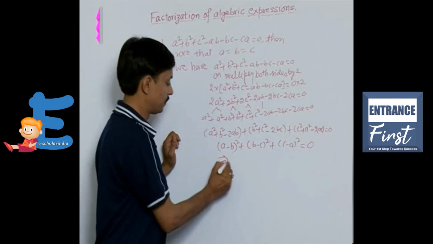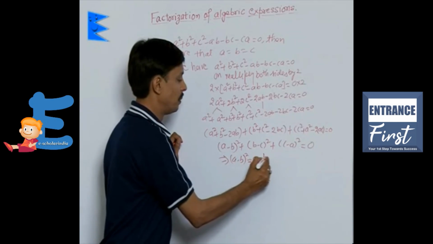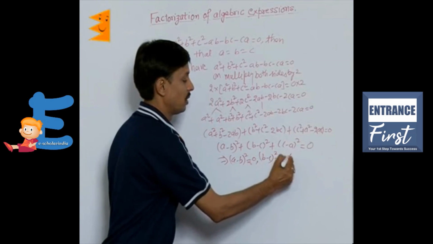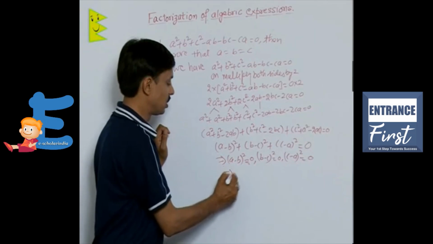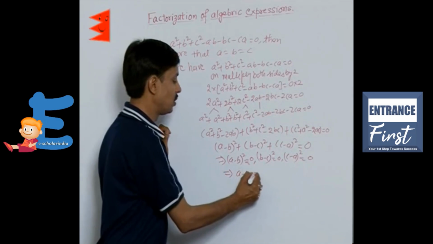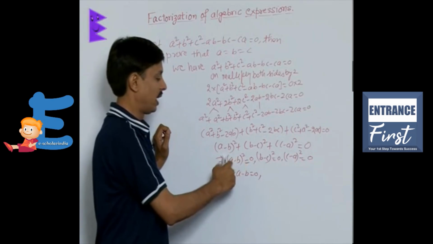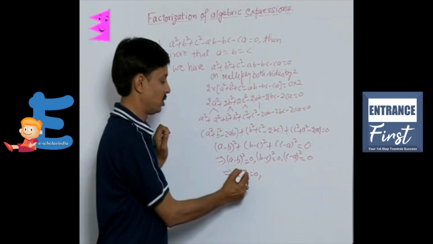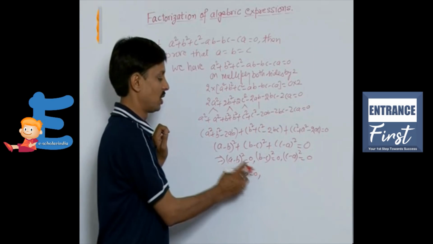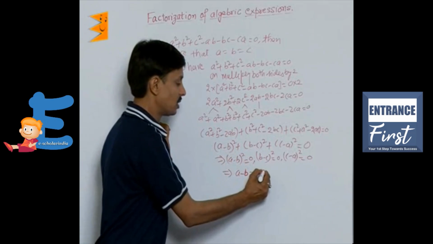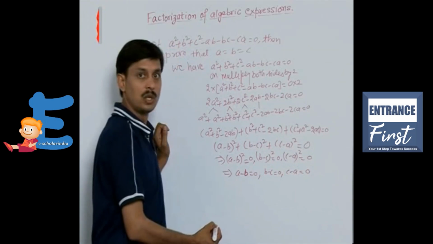So this implies a minus b whole square is 0, b minus c whole square is 0, c minus a whole square is 0. By this, we can say a minus b is equal to 0, because a whole square is 0 only and only when the number inside the whole square is 0. That is, a minus b whole square is 0 is possible only if a minus b is 0, otherwise a whole square can never be 0. Similarly, you can say b minus c is 0 and c minus a is also 0.